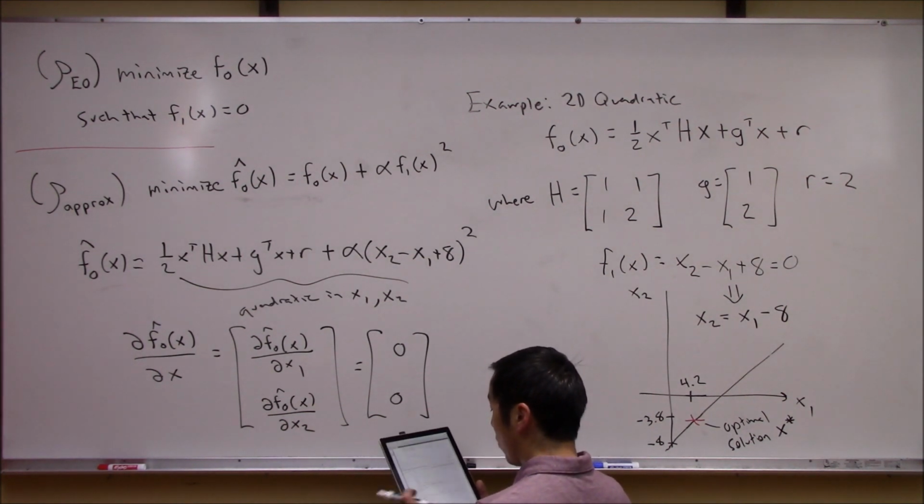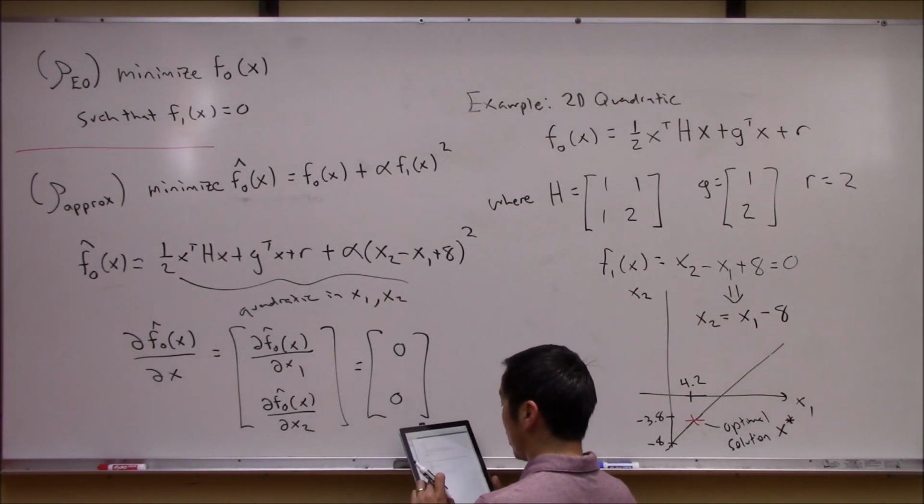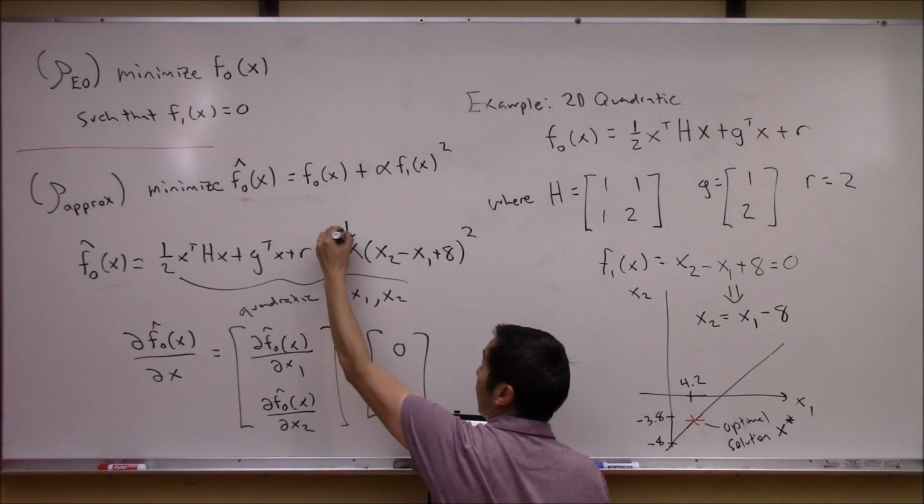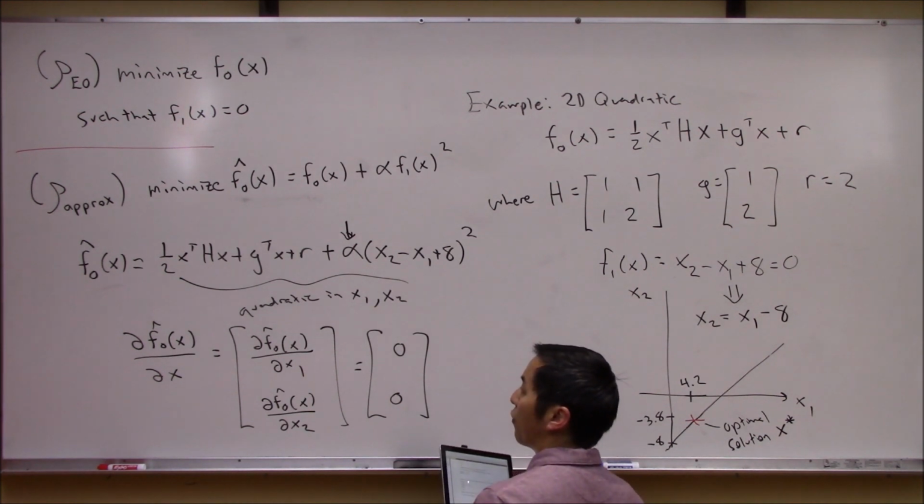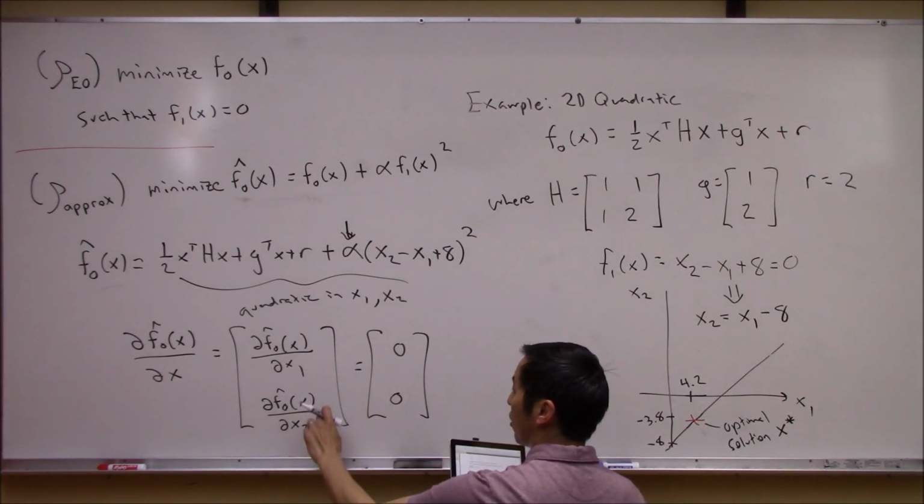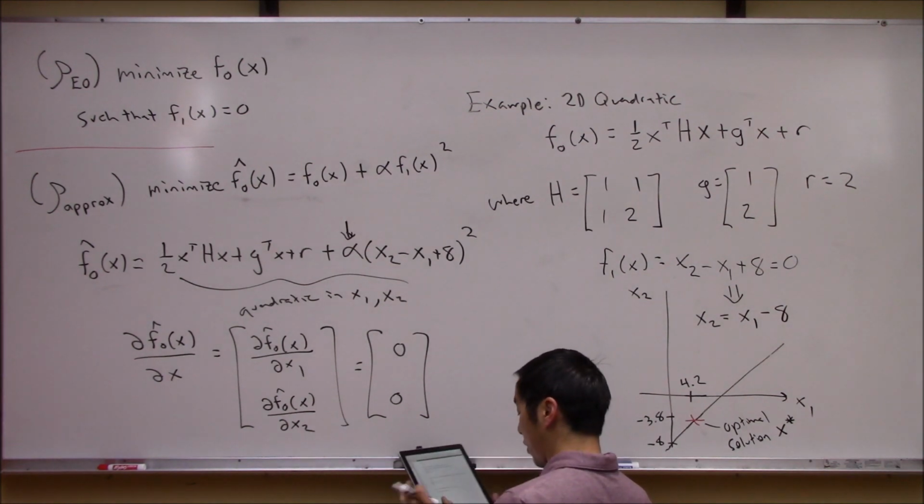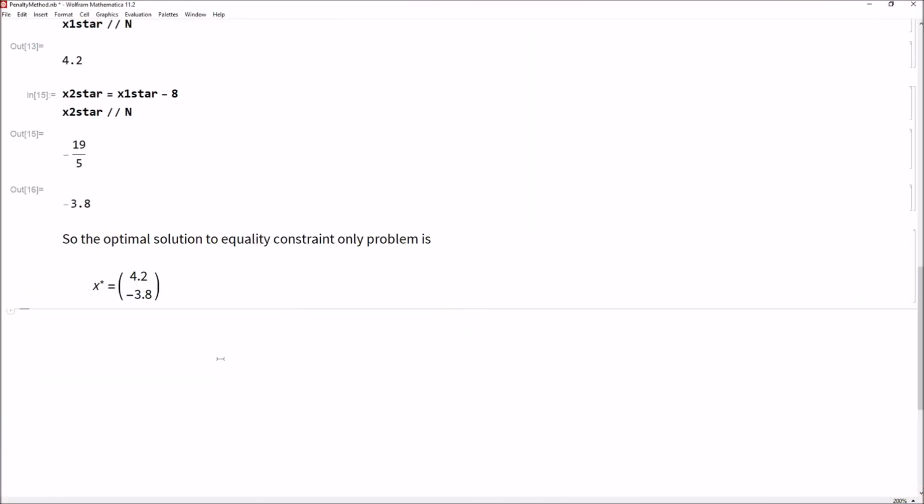So let's jump over to Mathematica and have it do that. The thing to remember is that alpha is going to bake its way in here, so obviously the solution is going to be a function of alpha. All right, let's pick up where we left off. What we want to do now is define f0 hat of x. I think we first need to define f1, since I don't think we defined that earlier.